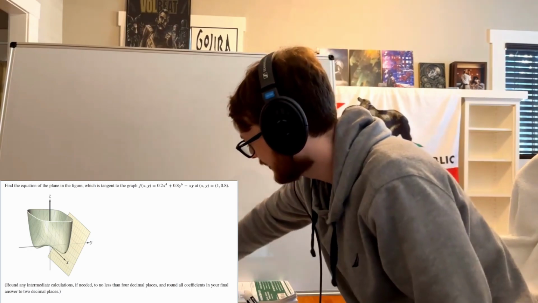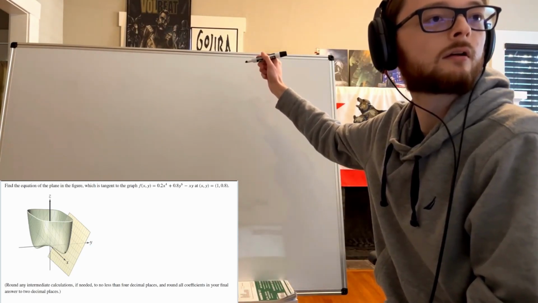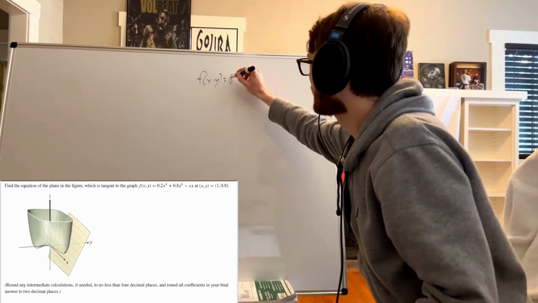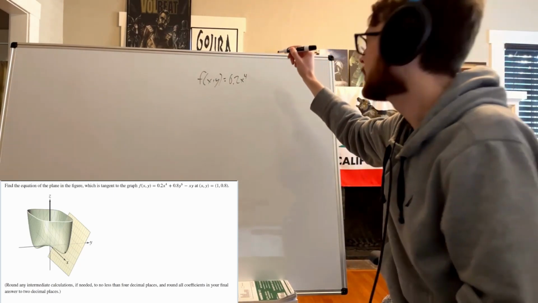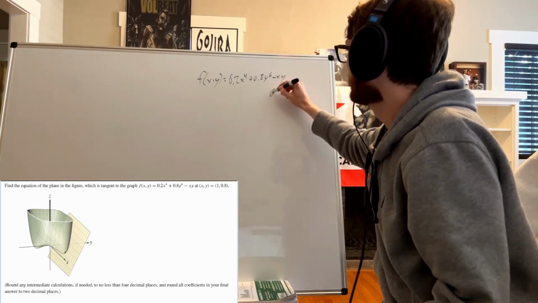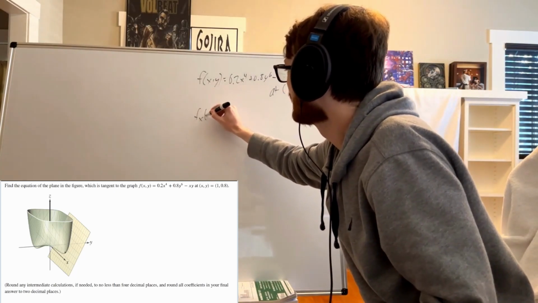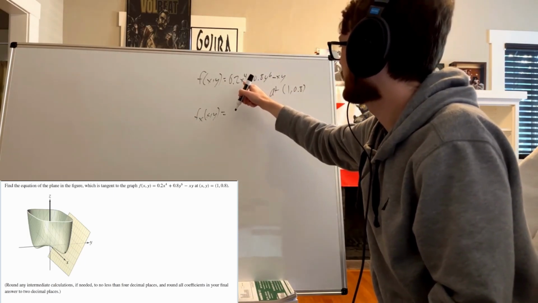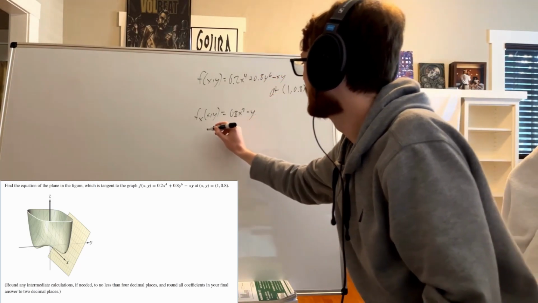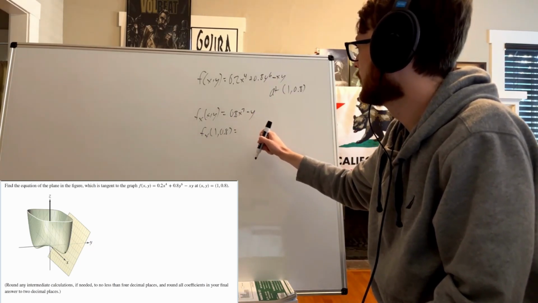I'll rewrite the original function and all that. f of x comma y is equal to 0.2x to the fourth plus 0.8y to the 6, was it? 6, minus xy at 1 comma 0.8. So first let's find our f sub x. Doing the partial in terms of x, we bring the 4 down, we get 0.8x cubed. That derives to 0, that derives to minus y. f sub x of our point, 1 comma 0.8, is equal to 0.8 minus 0.8?